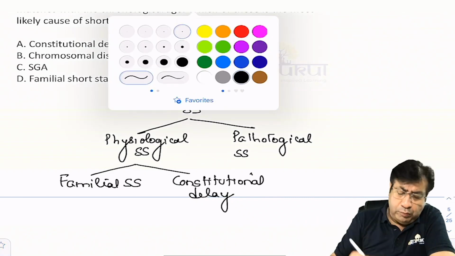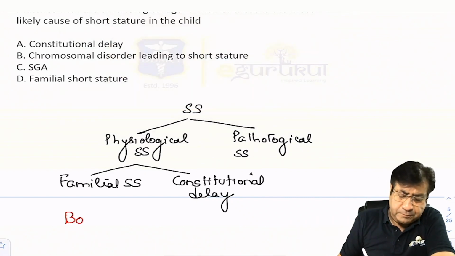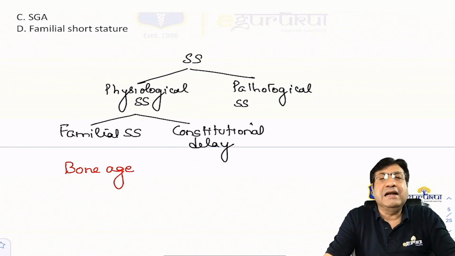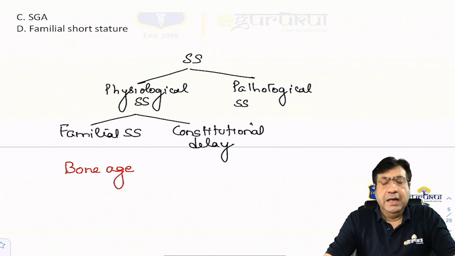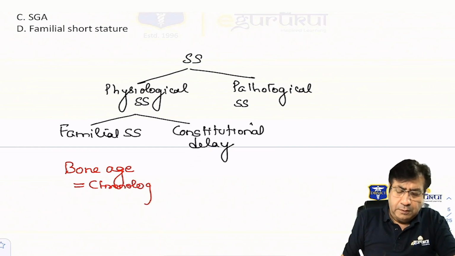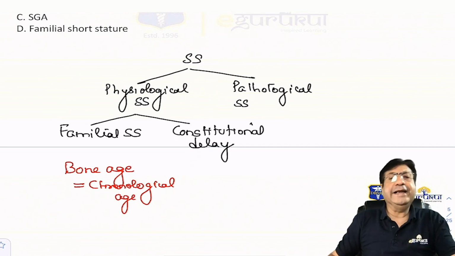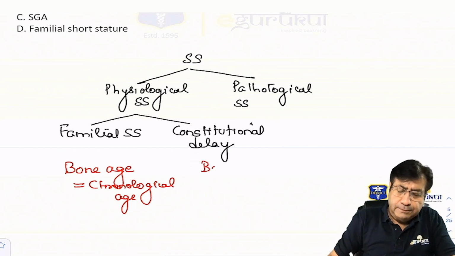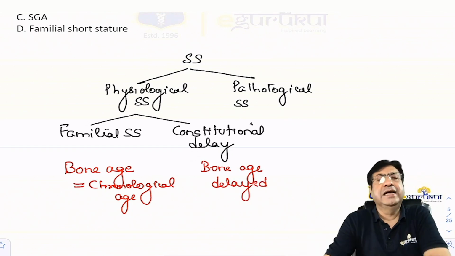Now, when you evaluate the bone age of the child, also called skeletal maturation, it means identifying the epiphyseal centers on an X-ray and calculating the age based upon those epiphyseal centers. So when the bone age of the child matches the chronological age, it is more likely to indicate a familial short stature, while usually in a constitutional delay, the bone age does not match the chronological age, it is delayed.